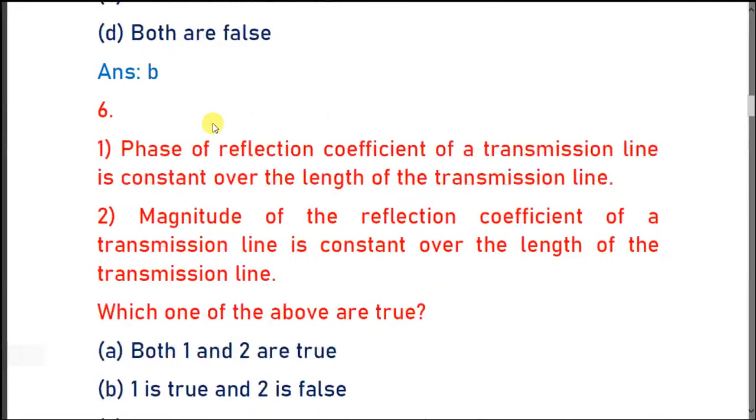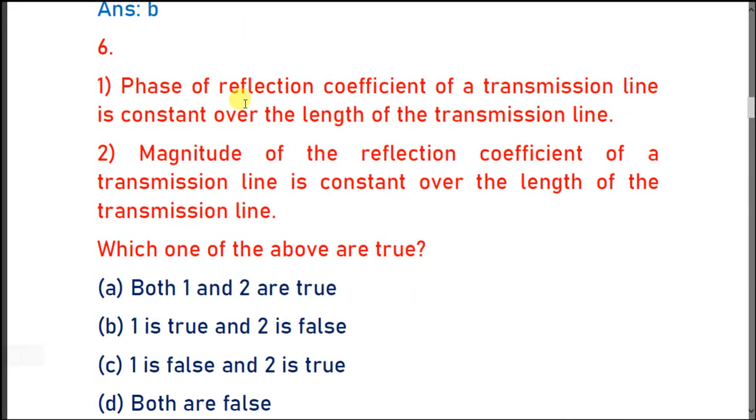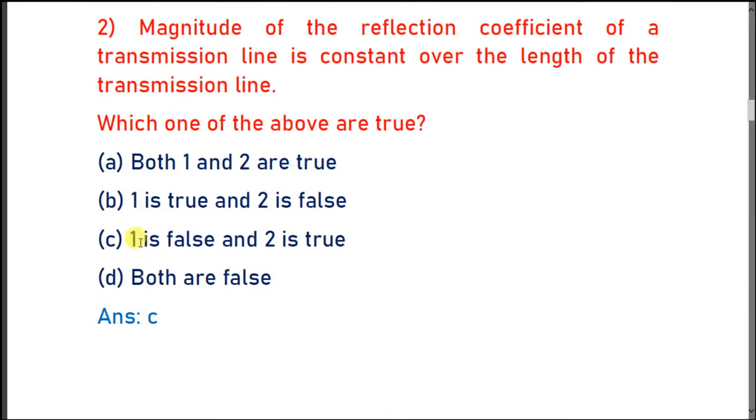Okay. Next, the reflection coefficient phase is constant over the length, or magnitude is constant. So always remember that reflection coefficient magnitude is always constant irrespective of the value of load impedance or input impedance or characteristic impedance. Its magnitude is always constant. Okay, phase is not constant. So only sentence 2 is correct and 1 is false. So the answer is C, that is 1 is false and 2 is correct.